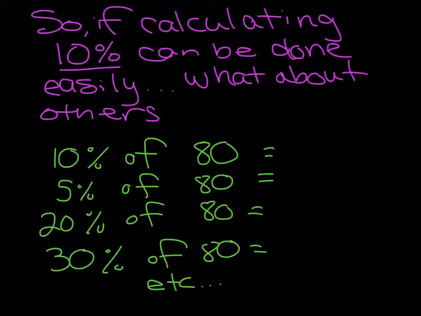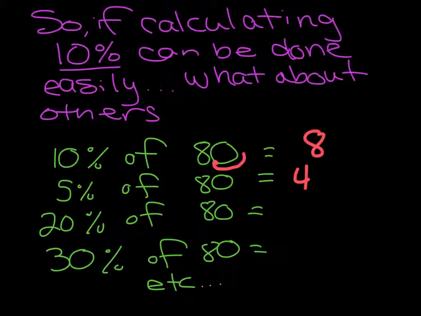Okay, so if calculating 10% can be done easily, what about these others? So 10% of 80, if we do it the nice and pretty way, like I was just talking about, move the decimal point over, bam, 10% of 80 is 8. Now 5%, let's think about this for a second. 5 is half of 10, so then 5% of 80 should be half of 10% of 80. Well, half of 8 is 4. Done. Look, I didn't even do any multiplication there.